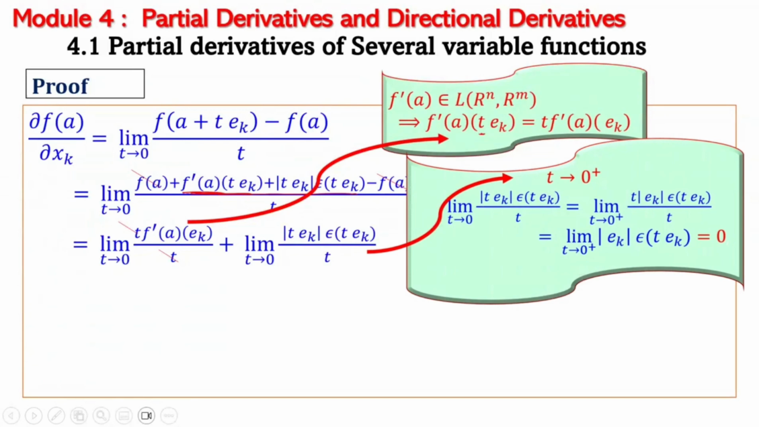To calculate the limit, we consider two cases. First, consider t greater than 0. Therefore, |t e_k| over t becomes t times the absolute value of e_k, epsilon(t e_k) over t. Now this t cancels out, then we will have the absolute value of e_k times epsilon(t e_k).